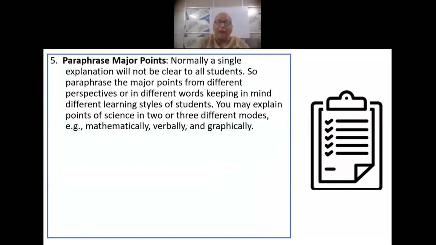The next one is to paraphrase major points. Now, this is a very important technique, summarizing. Whenever you are able to say things differently from time to time, students will remember better because the major points are repeated, and when they are repeated, then it is also remembered. And if it is possible, teachers do it in different modes. Take, for example, mathematically what you're saying, or verbally what you're saying, or graphically what you're trying to say. That will be another way to paraphrase.